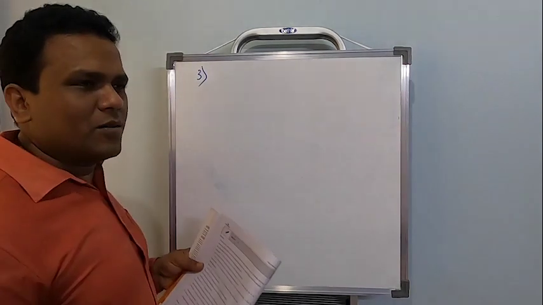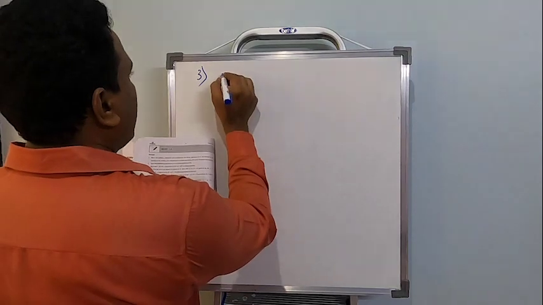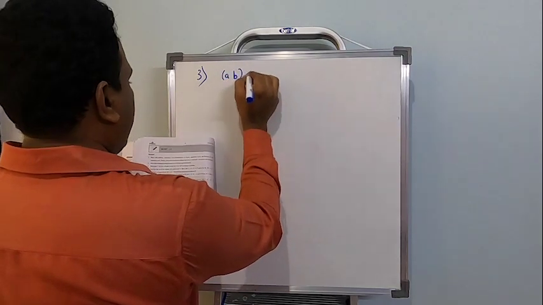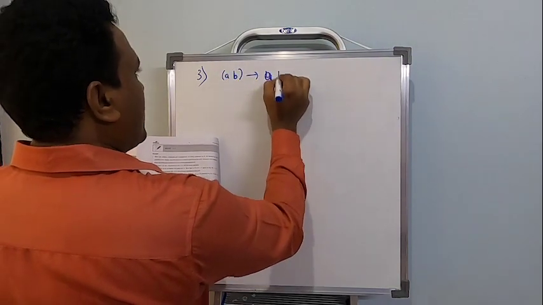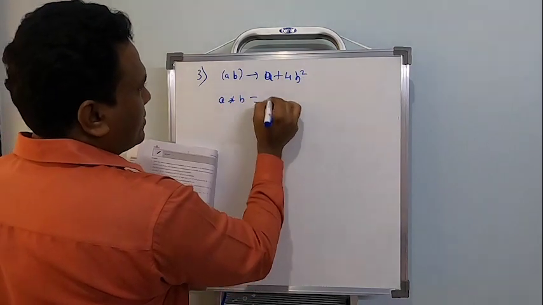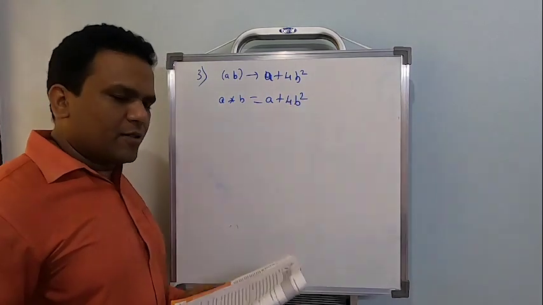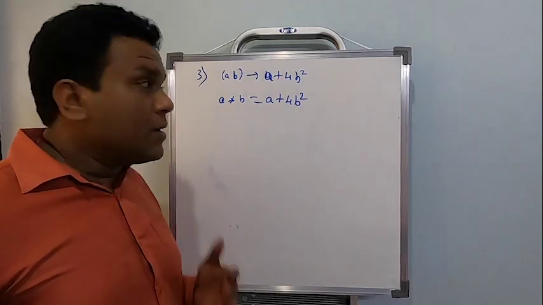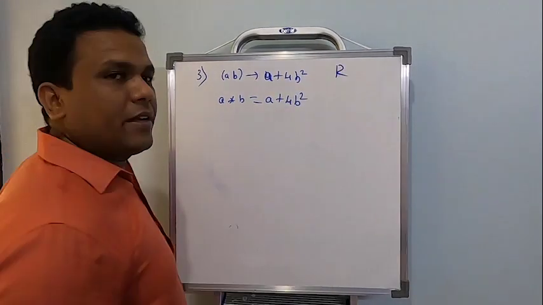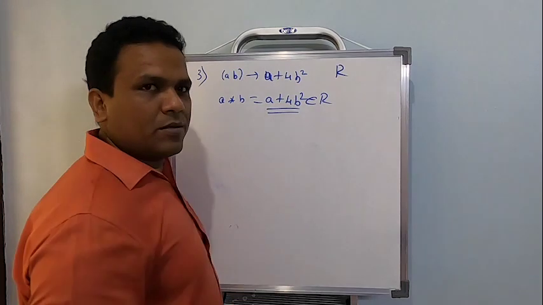Word examples, all this. It is defined on real numbers. What they have said is a star b is defined as a plus 4b square. That means a star b is actually written as a plus 4b square. Then show that this is going to be a binary operation. It is defined on real numbers, so what I need to check is whether this element belongs to real numbers.